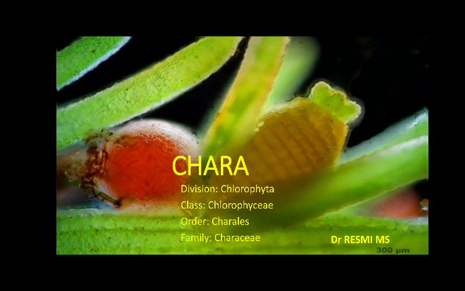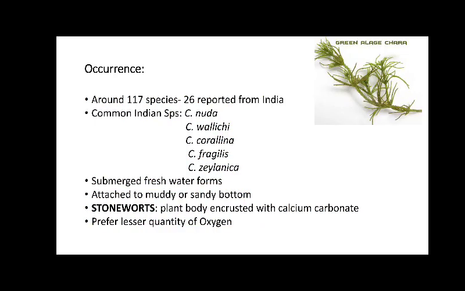Good morning to all. Today we are going to discuss the third member that comes under Chlorophyceae, Chara, which comes under the order Charales and family Characeae. Chara is a common Indian species found around freshwater ecosystems in India. About 26 species have been reported from India, of which Chara nuda, Chara wallichii, Chara fragilis, etc. are the common species. They are submerged freshwater forms.